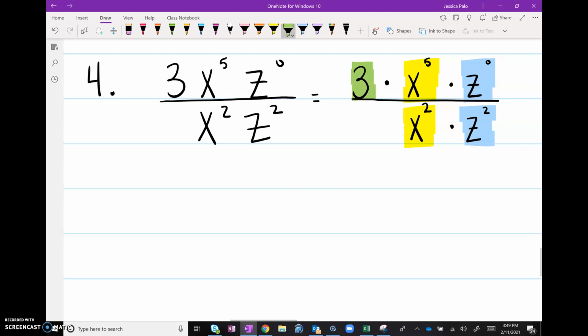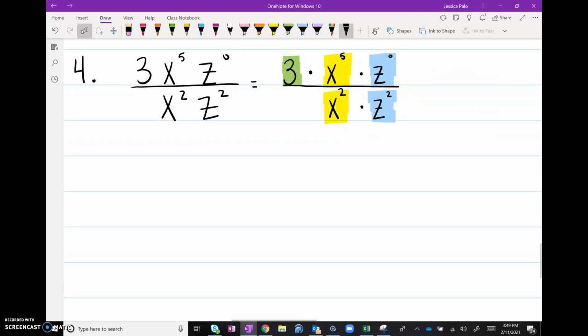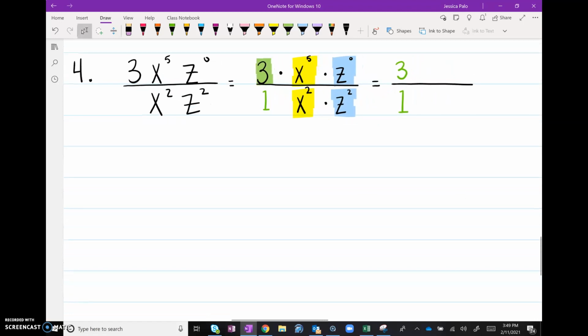So let's work our way from left to right. The first thing I have is a 3. The 3 does not have anything in the denominator, so we know that's going to be a 1. So you can bring that 3 right on over. If you want to put the 1, you can, but we don't need that 1. So right now, our fraction is 3 over 1. Now, we have x to the 5th power over x to the 2nd power. This follows our quotient of powers property.